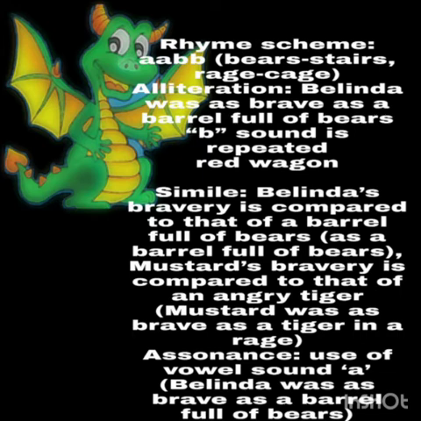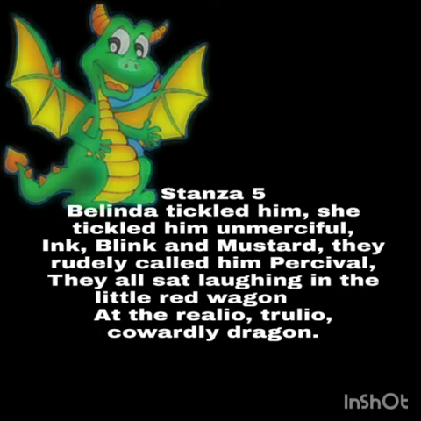Now, we shall move to the next stanza. Stanza number 5. Belinda tickled him, she tickled him unmerciful. Ink, Blink and Mustard, they rudely called him Percival. They all sat laughing in the little red wagon at the realio trulio cowardly dragon. So in the above lines again, the poet says that Belinda would tickle Custard so ruthlessly, and it was a fun time for the other animals there. They called Custard a Percival. He was a knight who ran away from the battlefield. In the little red wagon, they all sat laughing at the poor Custard.